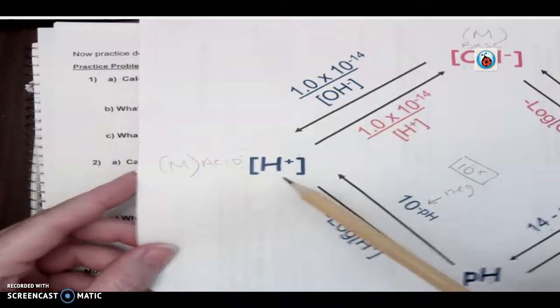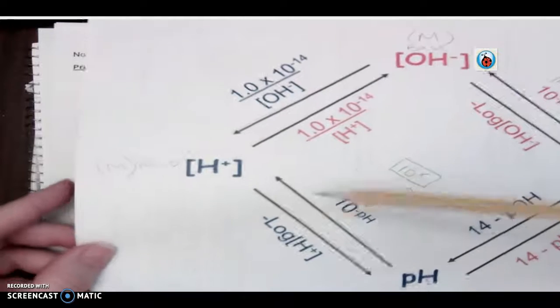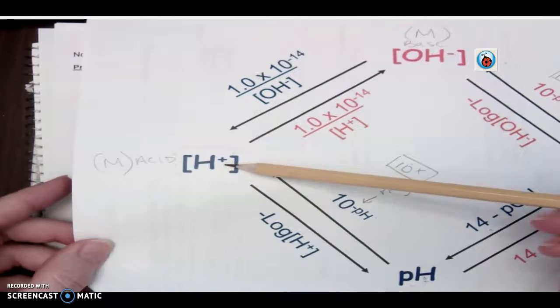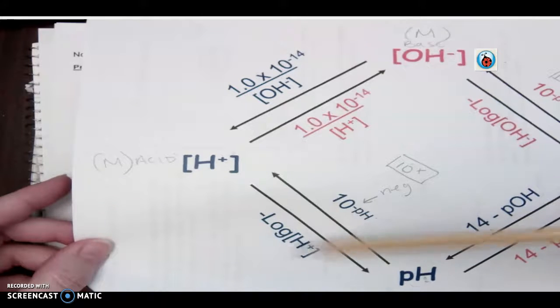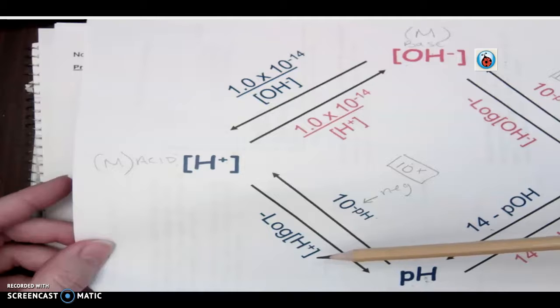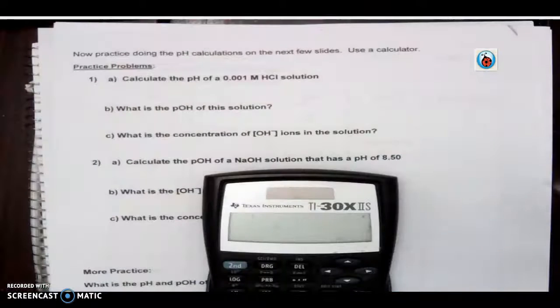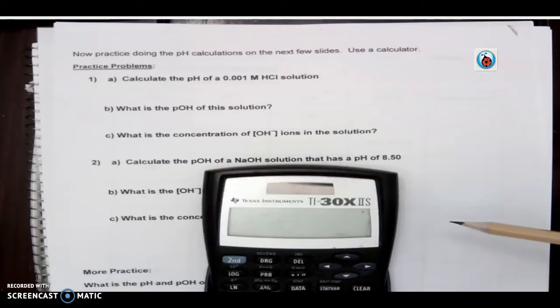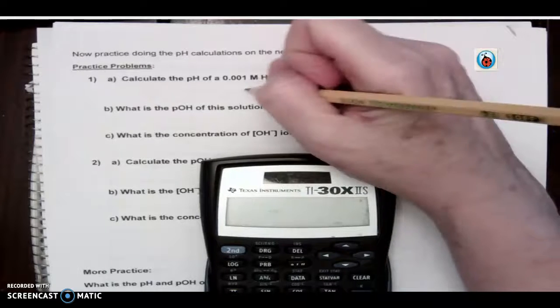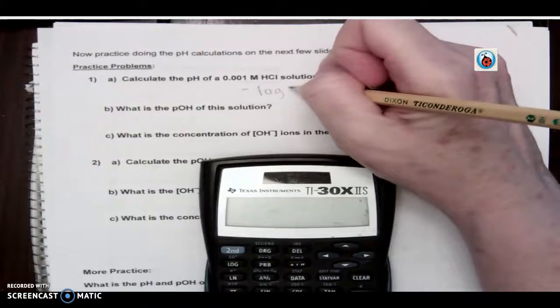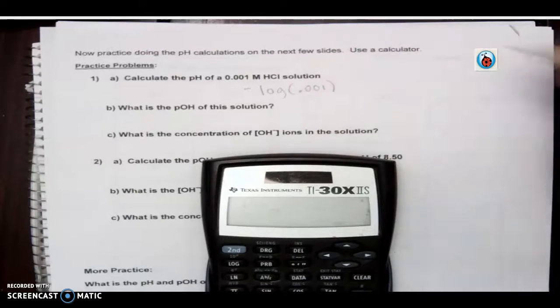Okay, and if I want to calculate the pH from that, what do I need to do? It says right here, follow the arrow from hydrogen to pH. I take the negative log of my hydrogen concentration. And that's exactly what we're going to do on this calculator. I'm using an old calculator, but if you're at home, you'll be able to do this with your calculator. Okay, so we're going to put this in. We're going to take the negative log of my concentration, and that will give us the pH.